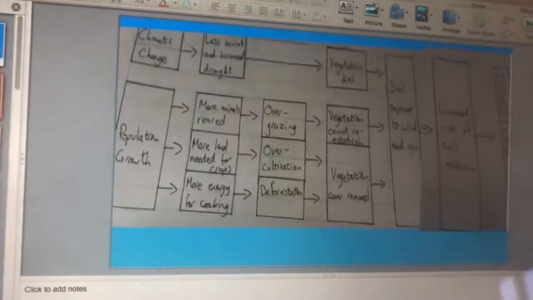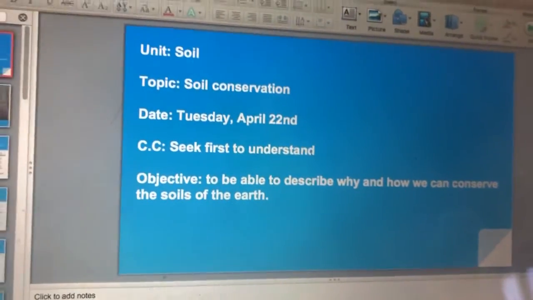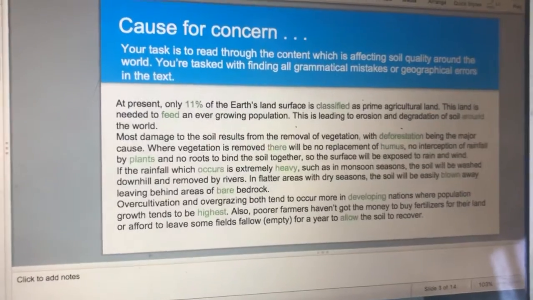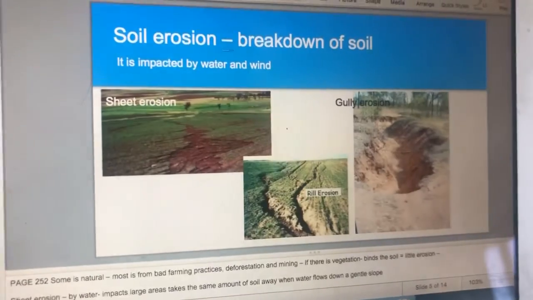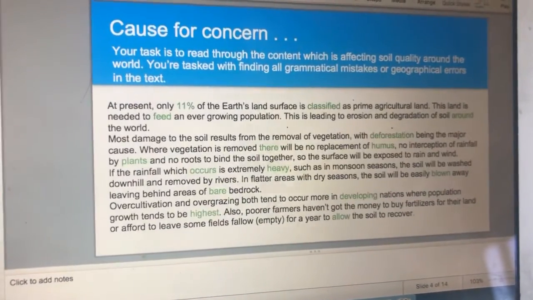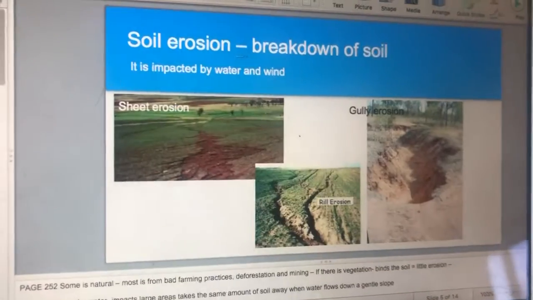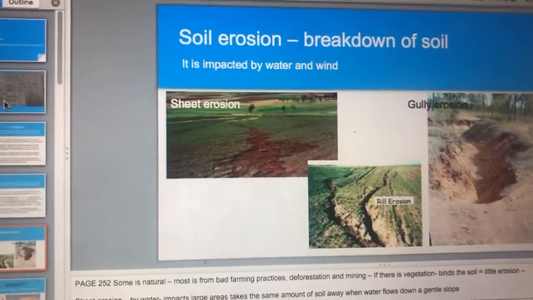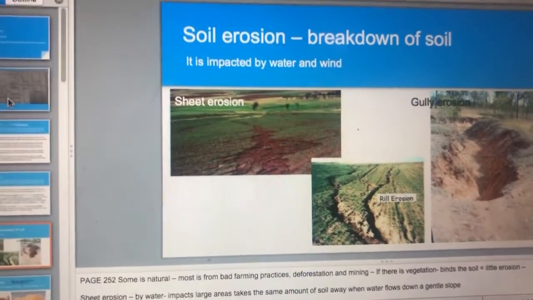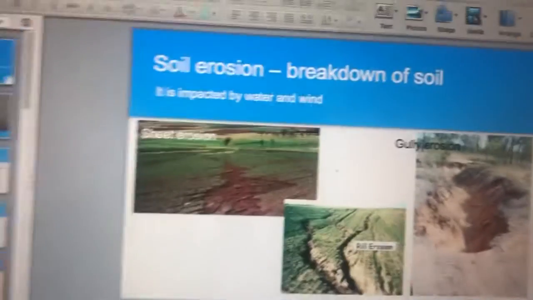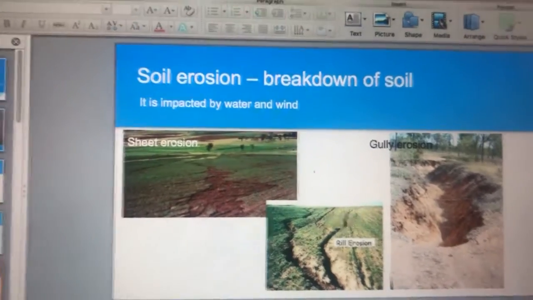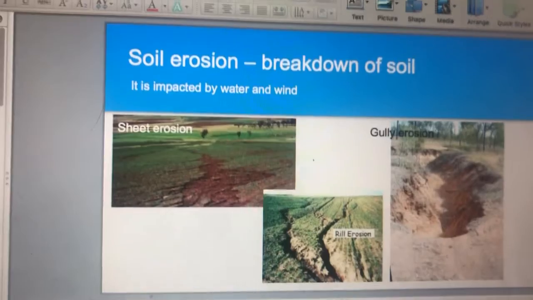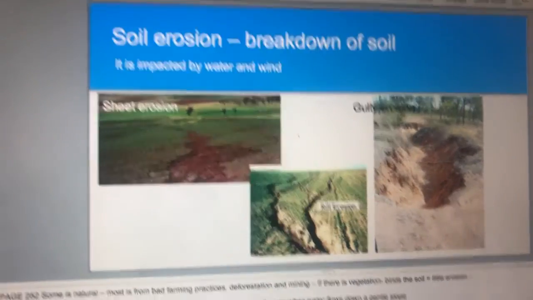So what we actually do today, because we're doing conservation, is first look at erosion in a bit more detail, and it all kind of links a bit to this desertification. We're going to look at these three types, well, two different causes of erosion. First, soil erosion, you should know this, is the breaking down of the soil. And there are two real main causes, water and wind. And the three that are in those pictures are from water.